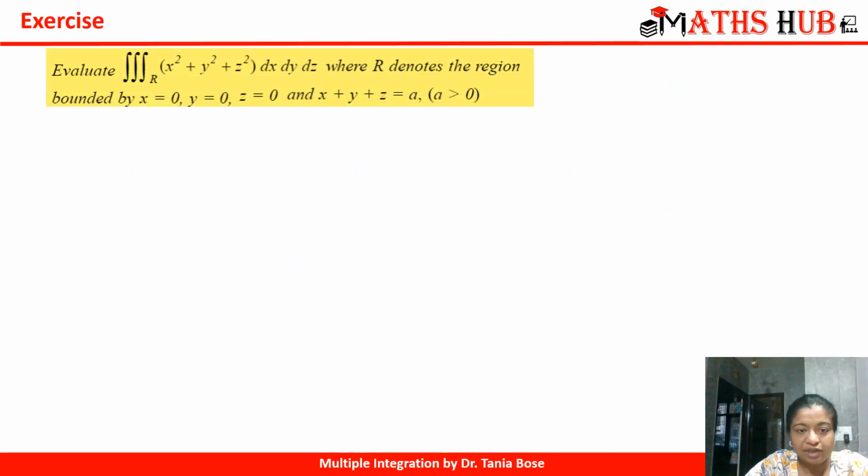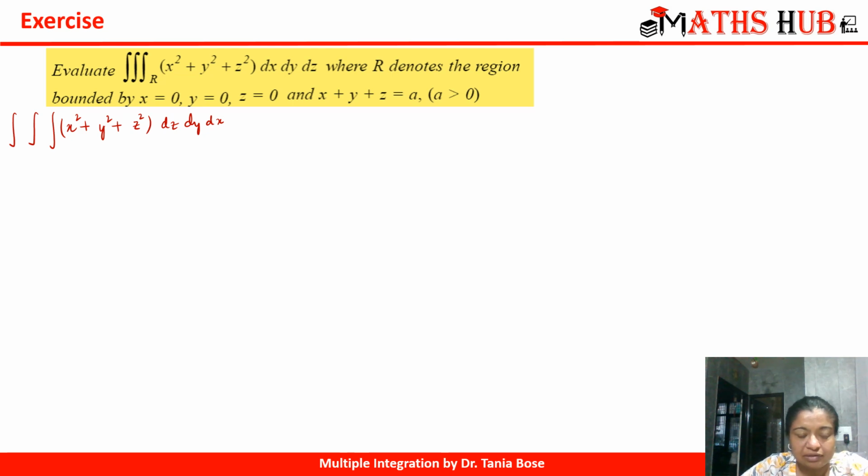So we will move on to the next exercise, that is evaluate the triple integral of x square plus y square plus z square dx dy dz, where R denotes the region bounded by x equal to 0, y equal to 0, z equal to 0 and x plus y plus z equal to a. So let us set up the integral limits. So we have the triple integral of x square plus y square plus z square. We will generally fix the order as dz, dy and dx.